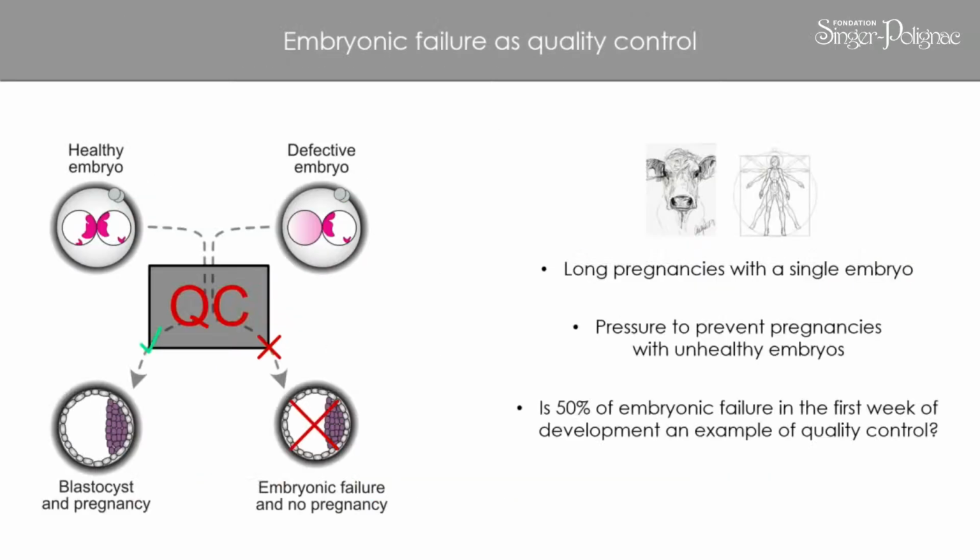Why would you need a quality control mechanism? Well, both, at least human and bovine, both species have around 9 months of pregnancy, and it's usually a single embryo, and thus we have a sort of pressure to prevent pregnancies of unhealthy embryos. And what if this 50% of embryonic failure is actually an active process, that when an embryo is defective, it is pushed towards failure? And one can think of another way to reformulate this: what happens if one of the two gametes is contributing damaged DNA, and how does the embryo deal with it?